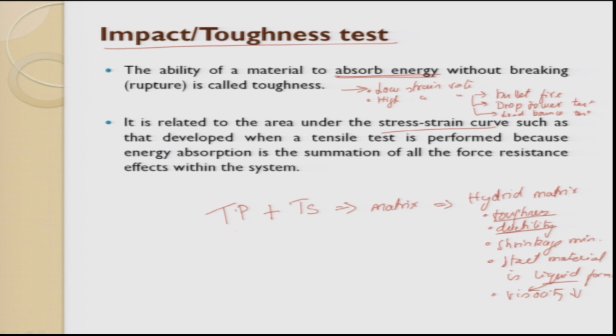So when you are trying to do sandwich structures, the energy absorption is very, very important. When the tensile test is performed, the energy absorption is a summation of all the resistance within the system. So suppose they have a curve coming like this, they say the area under the curve gives you the toughness. But this is good for homogeneous materials, but for composites this is not very reliable.